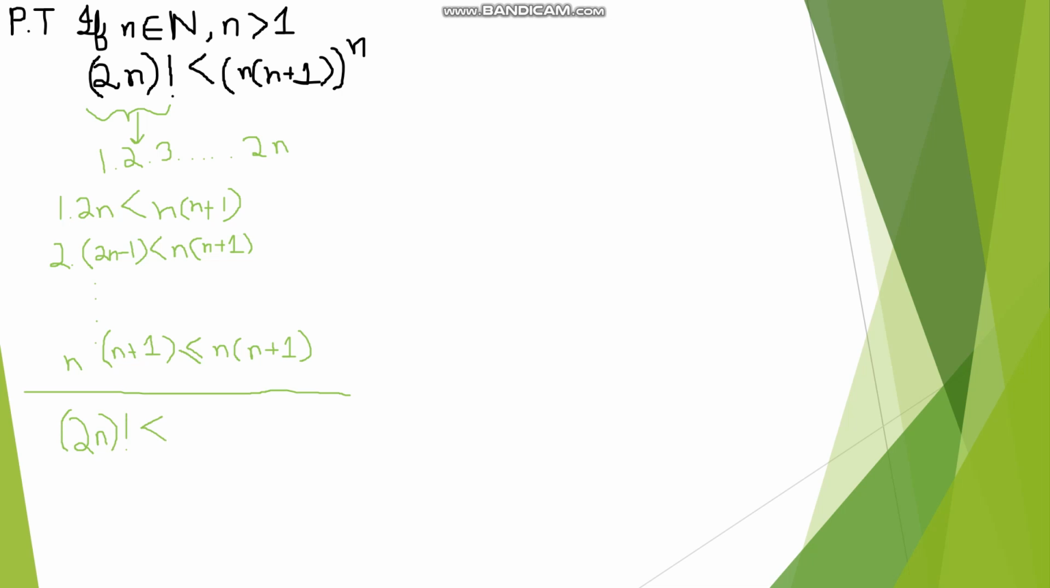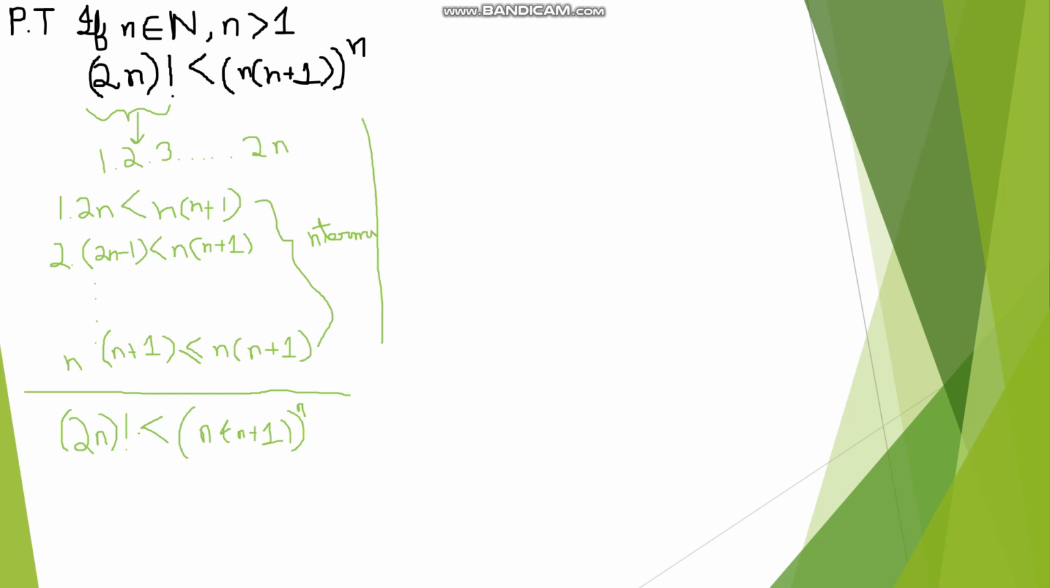RHS can be only less than, because other terms are always less than, but here the last term is only less than or equal to, so this will be a less than symbol. There are n terms here, so we can get this to be equal to n into n plus 1 whole to the power n. This is our given statement to prove.